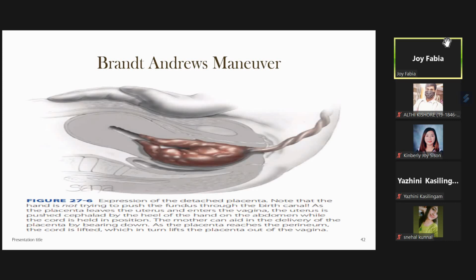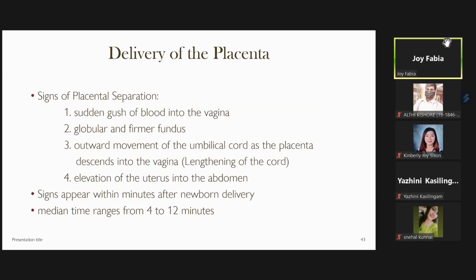As the placenta reaches the perineum, the cord is lifted, and then it in turn lifts the placenta out of the vagina. So that is the Brandt-Andrews maneuver. So ang dami yung mamememorize na mga maneuvers with this lecture. So here we have the signs of placental separation.